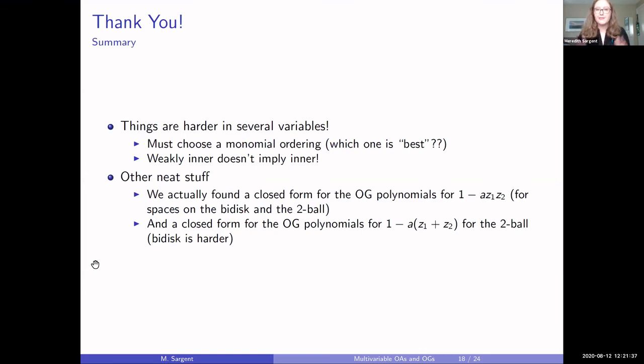My summary here: things are harder in several variables. You've got to choose the monomial ordering. There's some question about which one might be best to choose. Weakly inner doesn't imply inner. You can have the Shapiro-Shields functions. And then we've got some other neat stuff that we've done. We found a closed form for orthogonal polynomials for 1 minus z1, z2. And we found a closed form for 1 minus something times z1 plus z2, which I think is pretty neat.